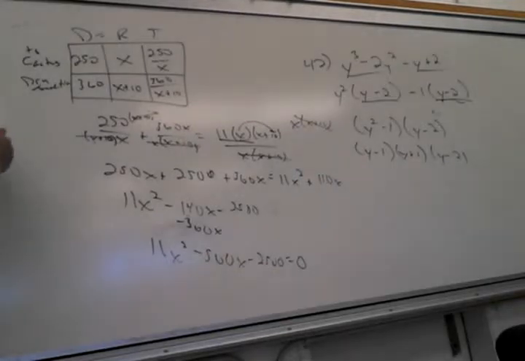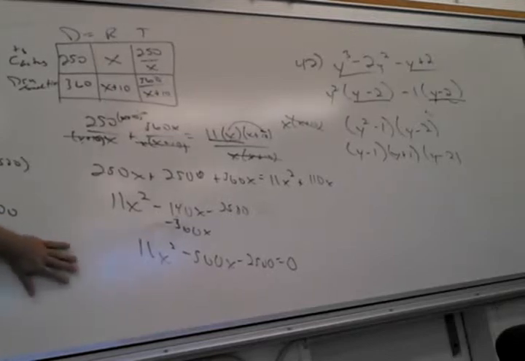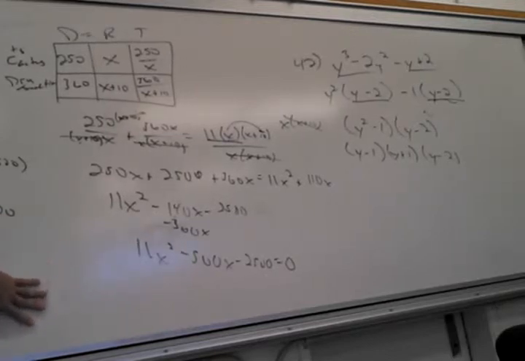So you need factors of 11 times negative 2500 that add up to be negative 500, right? You guys with me? Where to get that from? I'm just going to throw it in the quadratic formula. At least we should try this.